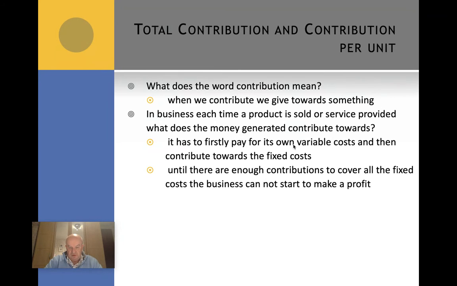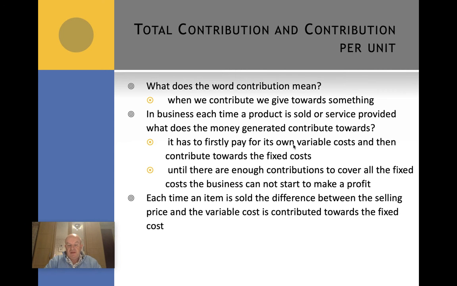Once that's happened, if we've got enough contribution to cover all of our fixed costs, and remember that we've already covered our variable cost, then we start to get to a position where a business can start to make a profit. So once we've got enough contributions to cover all of the fixed costs for the business, we then start to make a profit for any extra contributions we get over and above those that cover variable and fixed costs per unit.